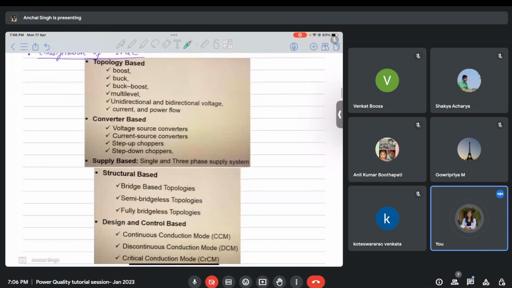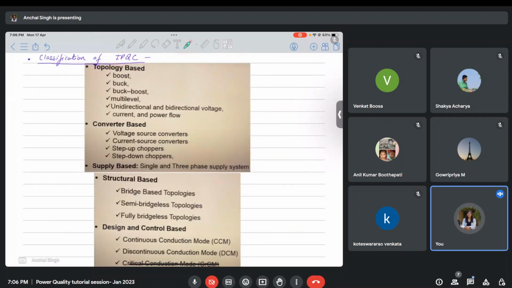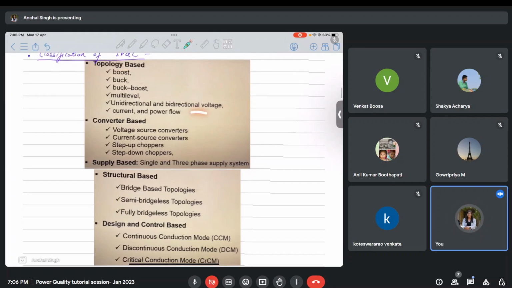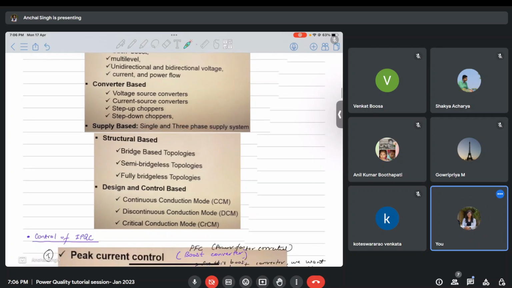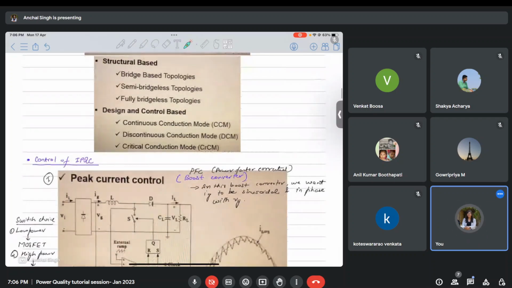Okay. So if you look at the classification of IPQC, it can be based on the topology. It could be boost, buck boost, multi-level, unidirectional and bidirectional current and power flow. Then it could be on the basis of converter, whether it is a voltage source converter, current source converter, step up chopper, step down chopper, etc. Then the third classification could be on the basis of the phase supply. It could be a single phase supply or a three phase supply system. Then another classification is on the basis of structure.